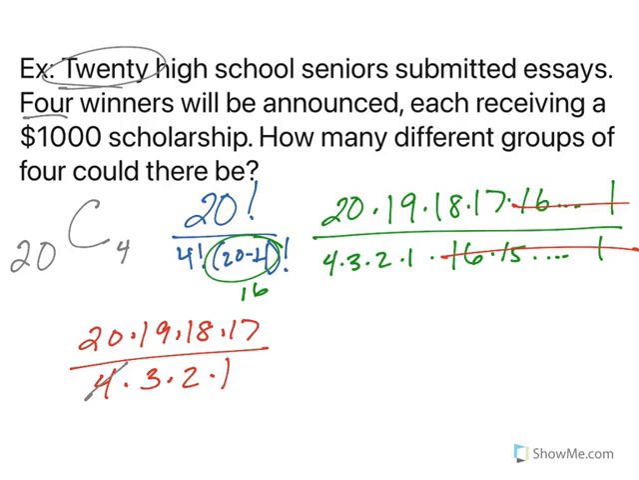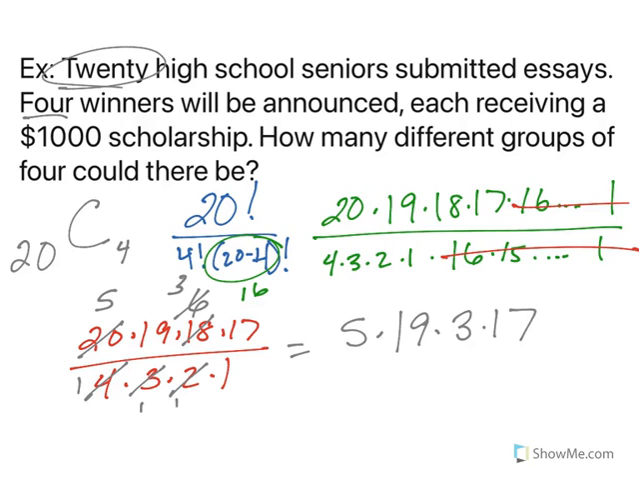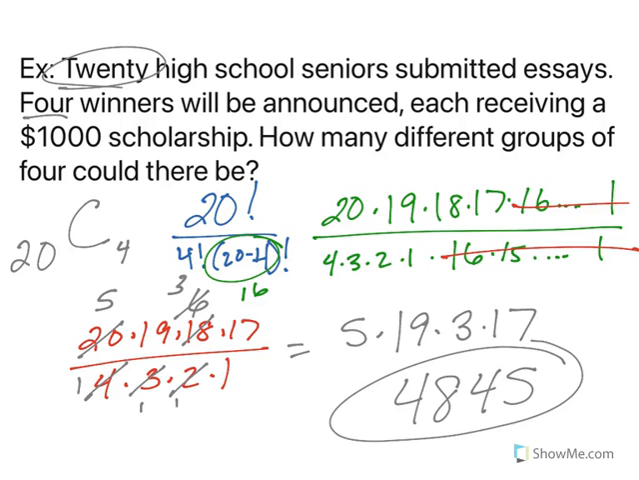So I know that 4 goes into 20 5 times. 3 goes into 18 6 times. 2 goes into 6 3 times. So now everything on the bottom is a 1, and I have 5 times 19 times 3 times 17. And when I multiply those together, I get 4,845. So that's how many different groups of 4 we could have to win this $1,000 scholarship. All right, let's do one more.